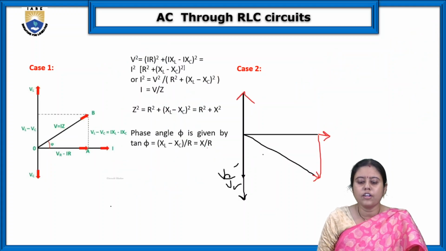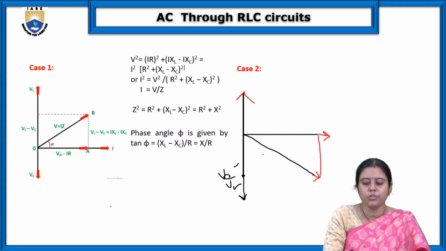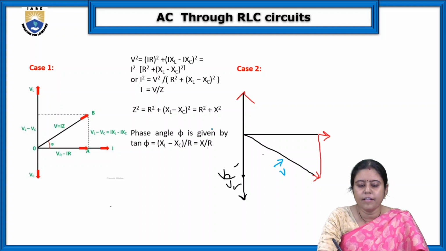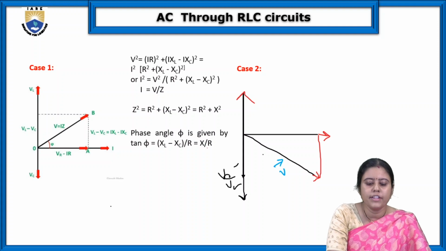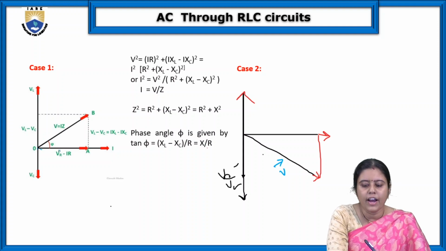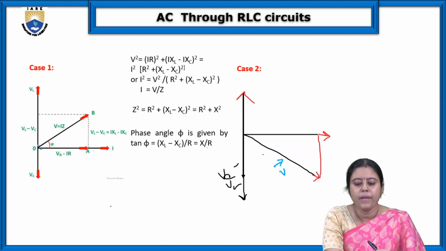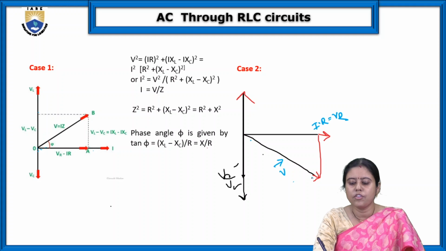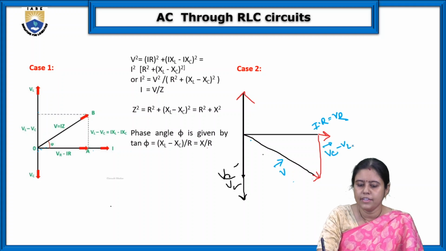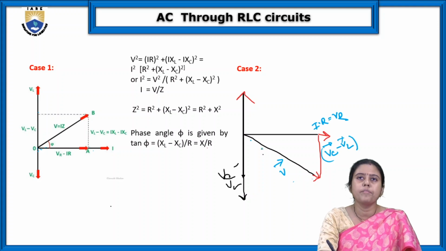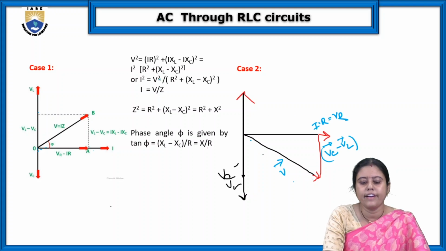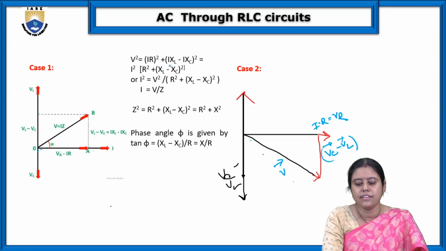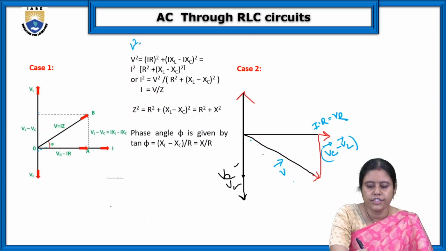Now for the total, from this triangle or both triangles, this is our V. For this angle, V square is VR square plus (VL minus VC) square. Here also, this is I into R, meaning VR. This is V, so V square, and this is VC minus VL. So from the right angle triangle, we can write (IR) square plus (IXL minus IXC) square.